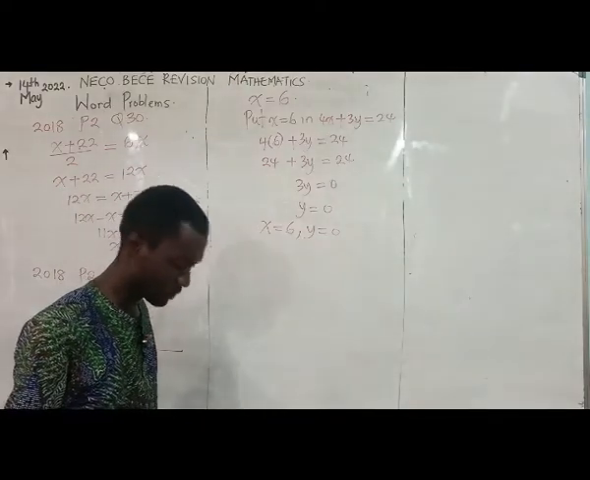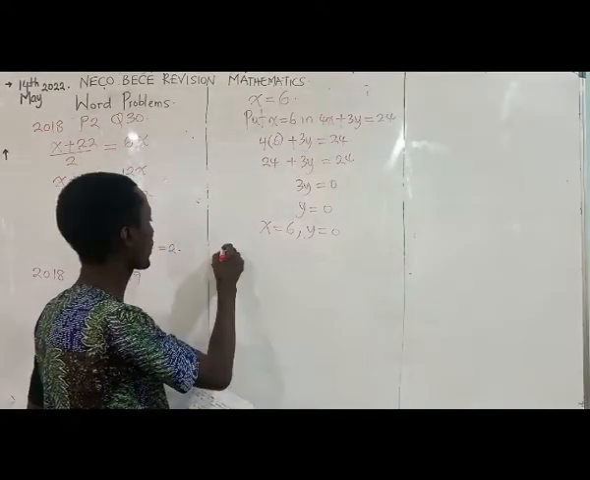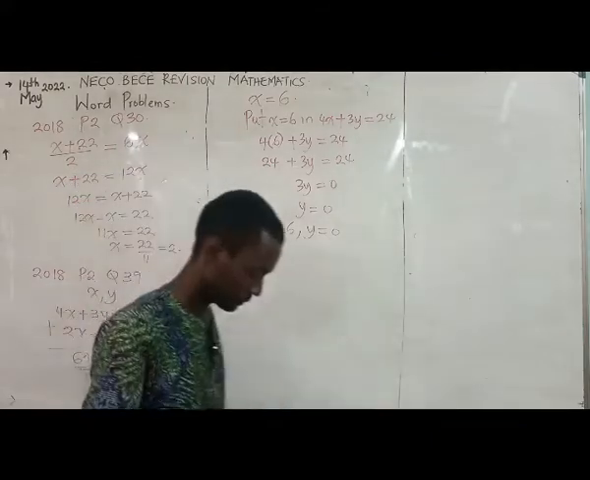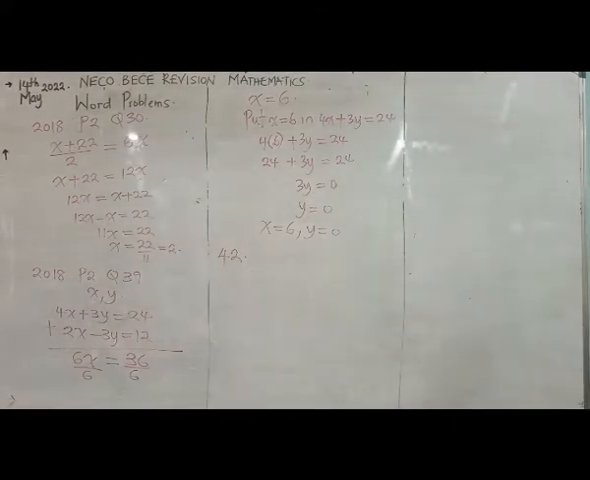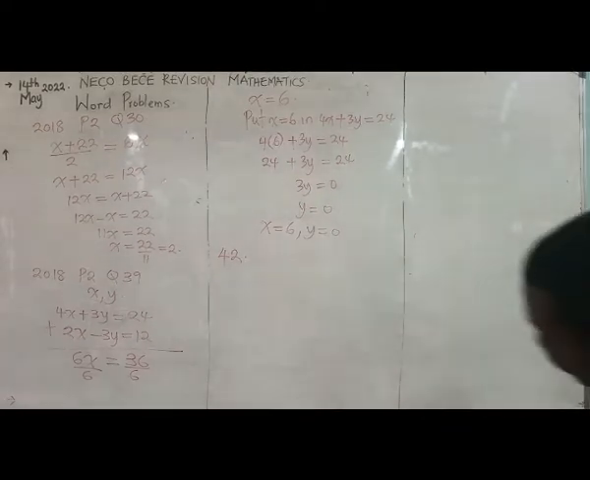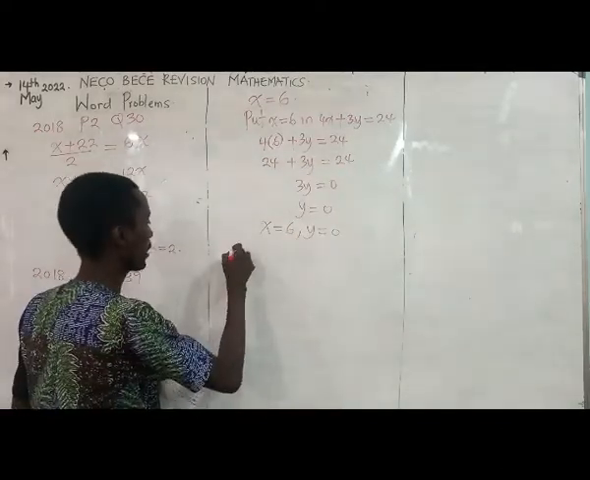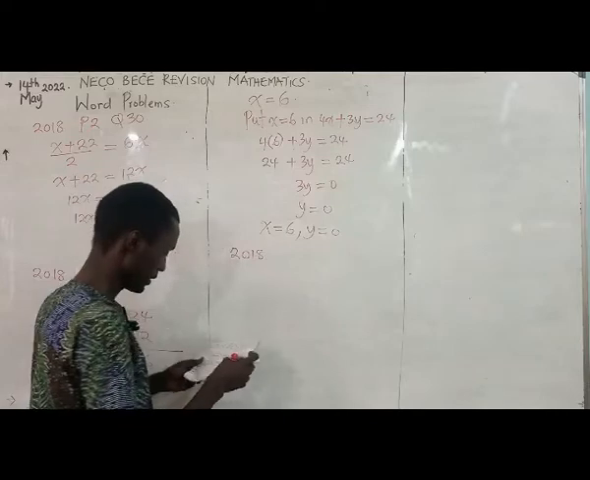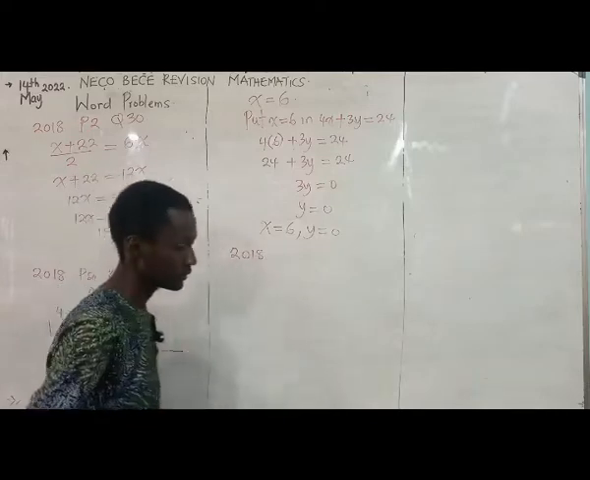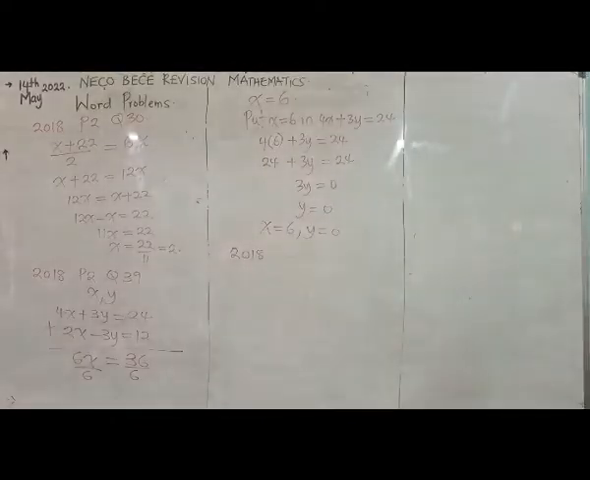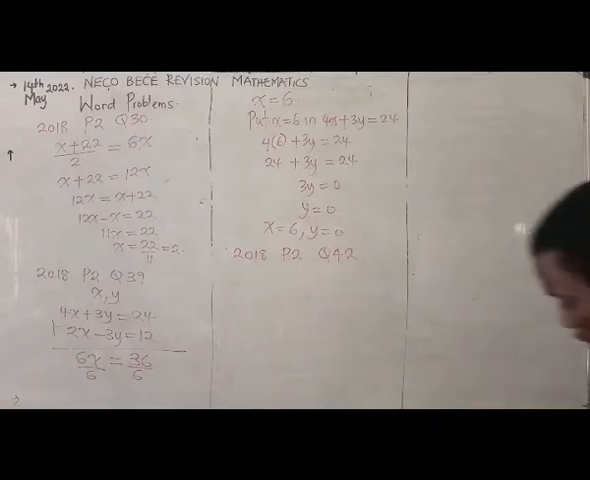Right, so that's for question 39. We go to question 42. So, question 42. Let's see, okay, let's go with our format of 2018. Okay, so we go to question 42.